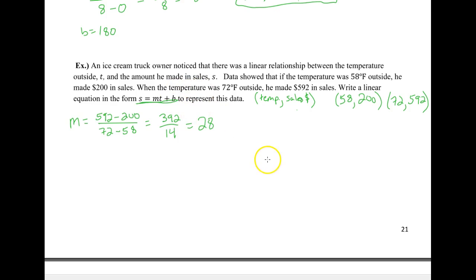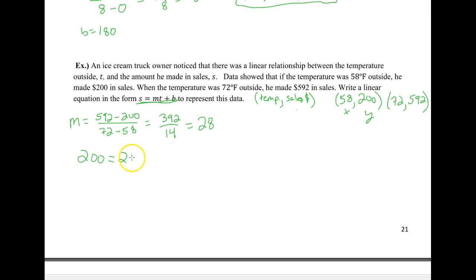My y-intercept here. So I could either use point-slope form or slope-intercept form. Because I want it to end up in slope-intercept form, I'm just going to go ahead and use slope-intercept to find b. I'm going to plug in one of these two values for x and y. So I'm going to just use the first one because they're smaller. And I'm going to replace S, the sales, with $200.